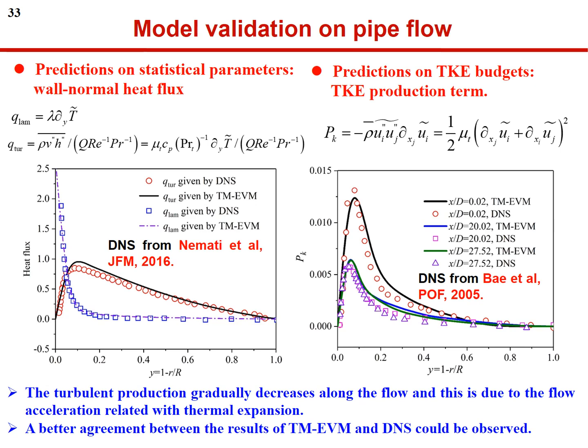This result shows the turbulent heat transfer and turbulent production of supercritical CO2 pipe flow. The turbulent production gradually decreases along the flow, and this is due to the flow acceleration related to thermal expansion. A better agreement between the results of our developed model and DNS data can be observed here.